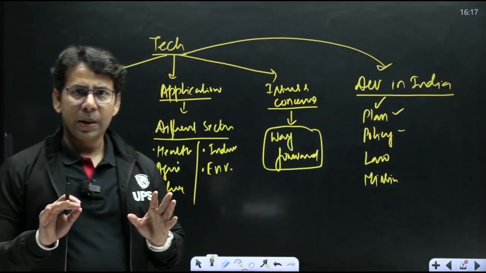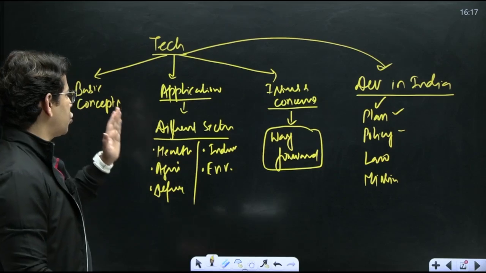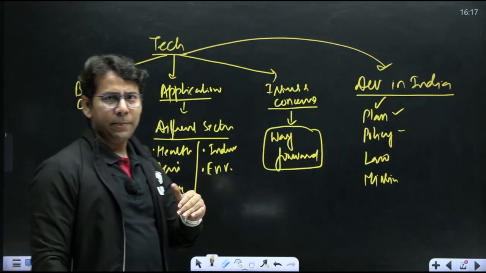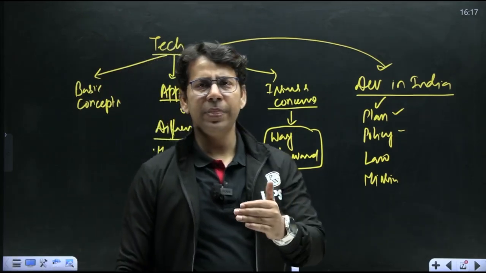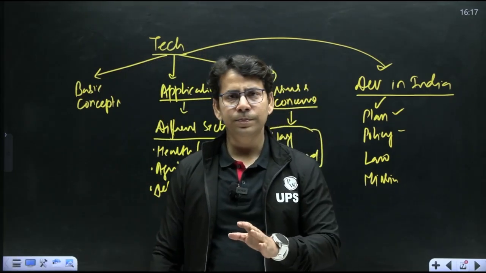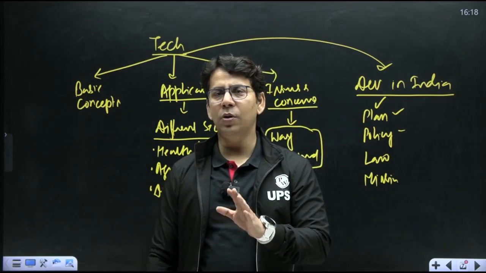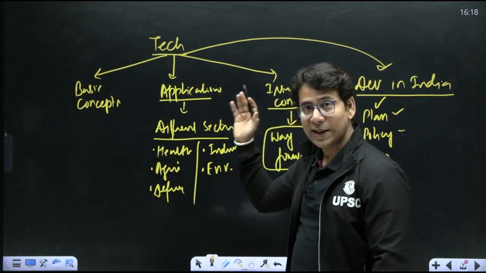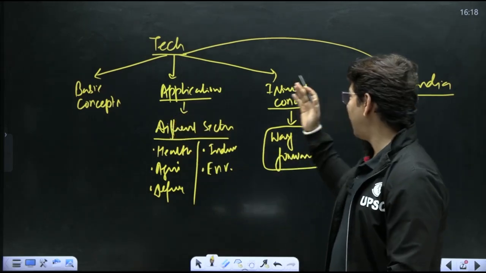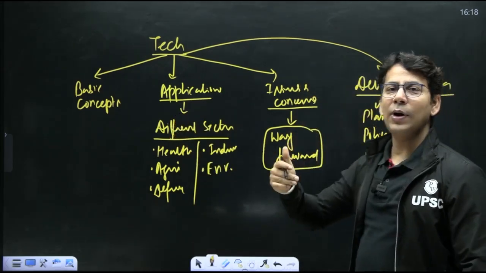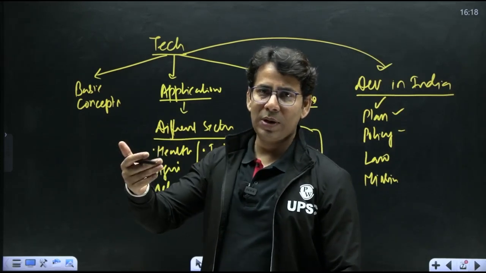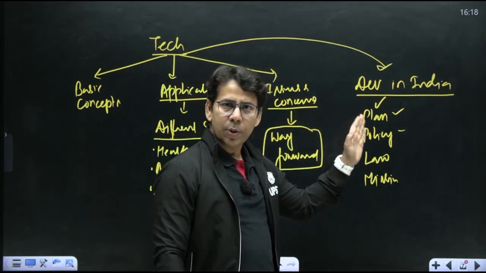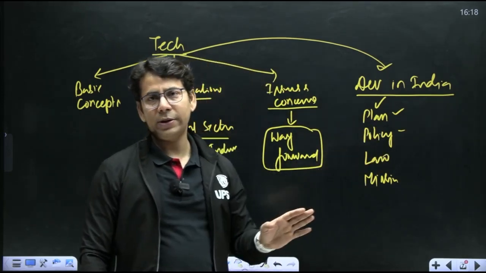So as a mains writing aspirant, you should be focusing not only on basic concepts. I'm sure that if you have crossed the prelims hurdle, then basic concepts are not a problem for you, not only in science but also in environment. So now you have to focus on the application and sectorial application. You have to focus on the issues and concerns, and find the way out of it. What is the way forward? And then you have to find what kind of plans, policies, missions are there in the Indian context, right?